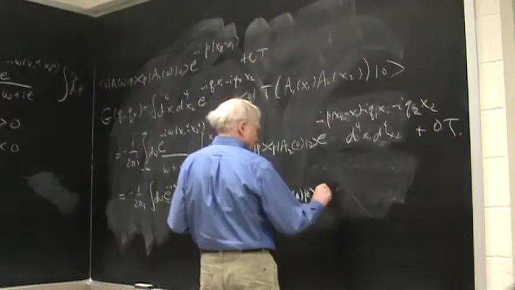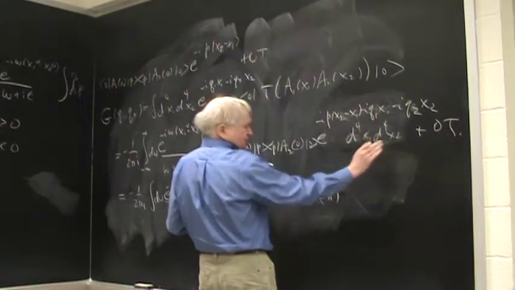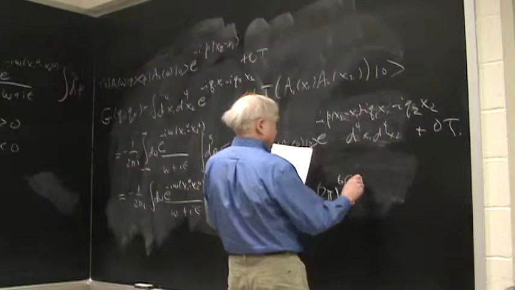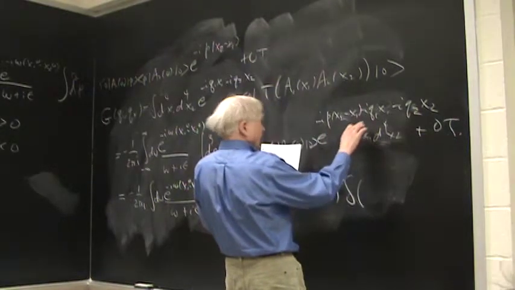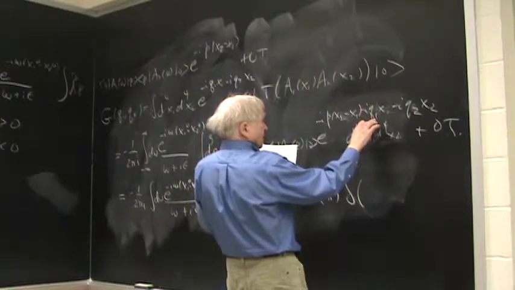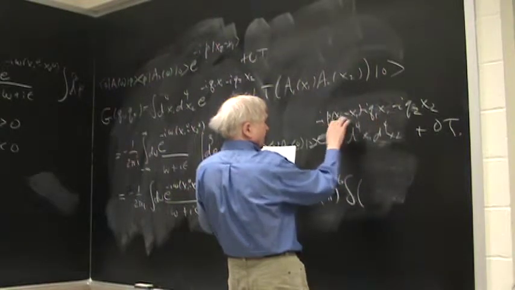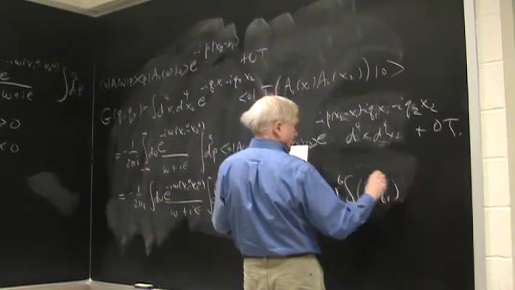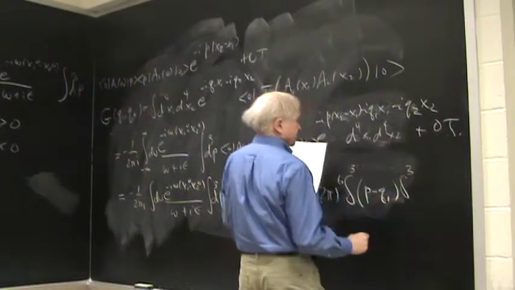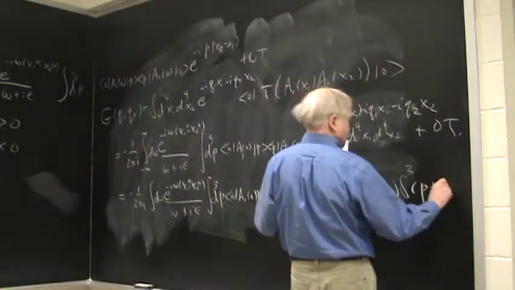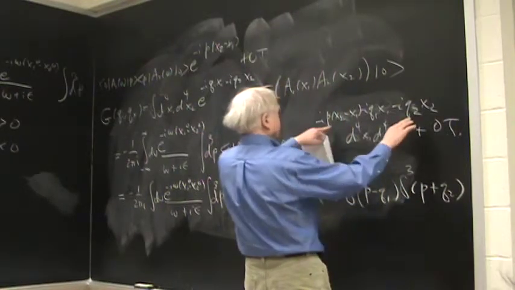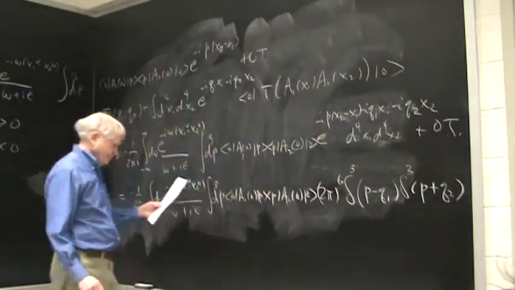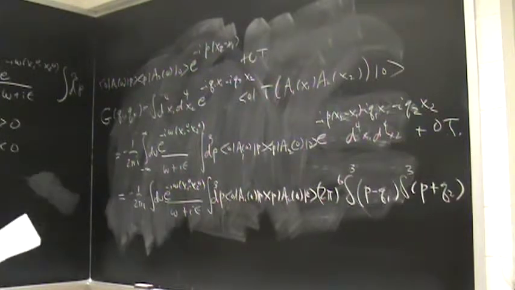Alright, and then we get (2 pi) to the 6, since each of the spatial integrals gives you (2 pi) cubed times the delta function. The delta functions are delta of p minus Q1, and then delta of p plus Q2, or minus p minus Q2. The delta function is even. Okay, so that's what we've got.